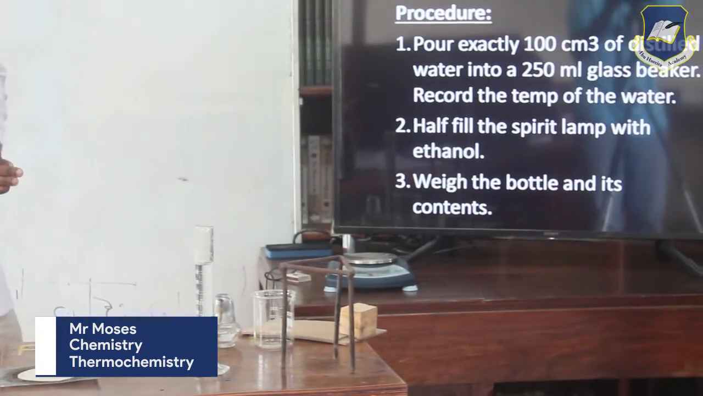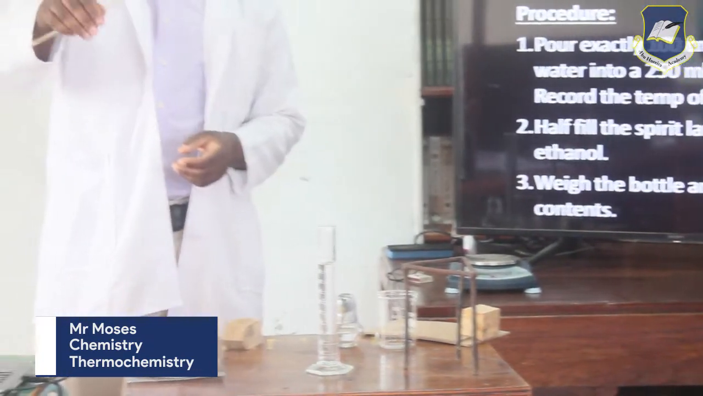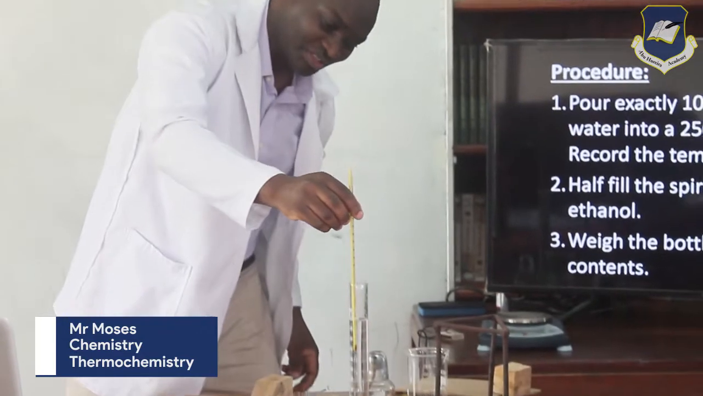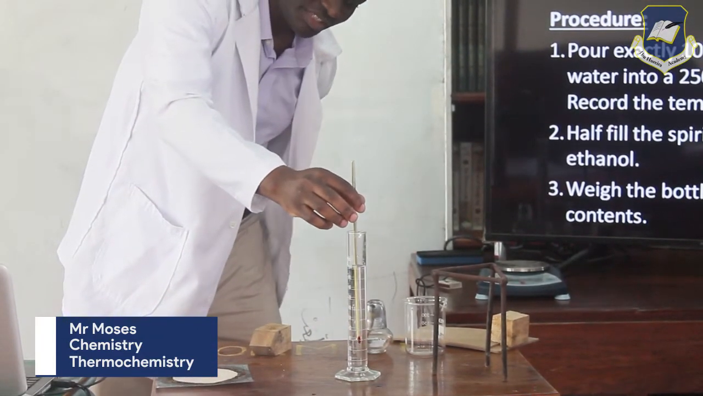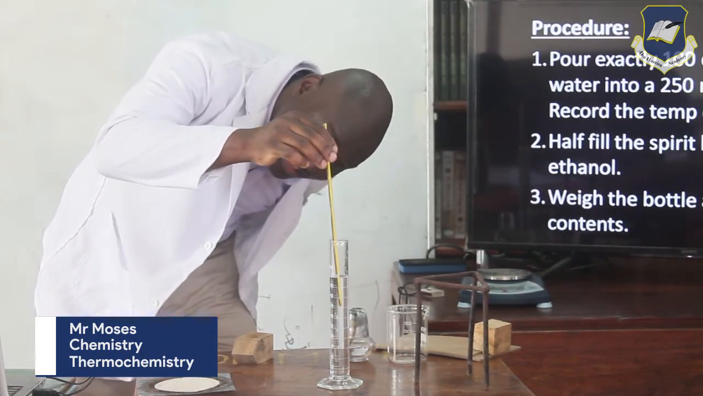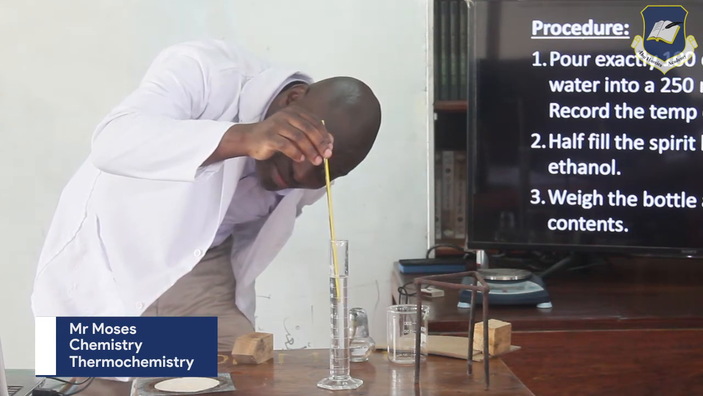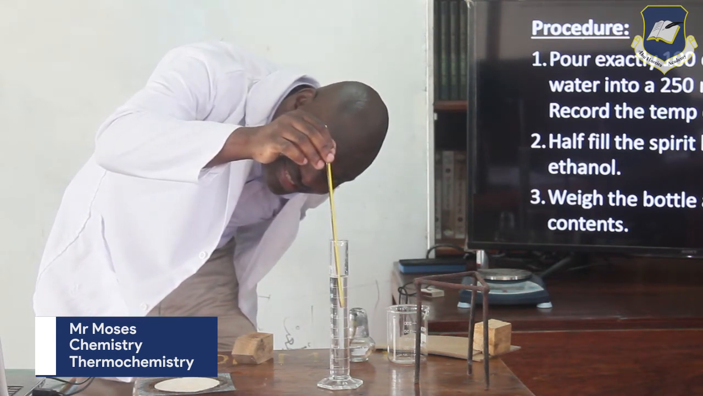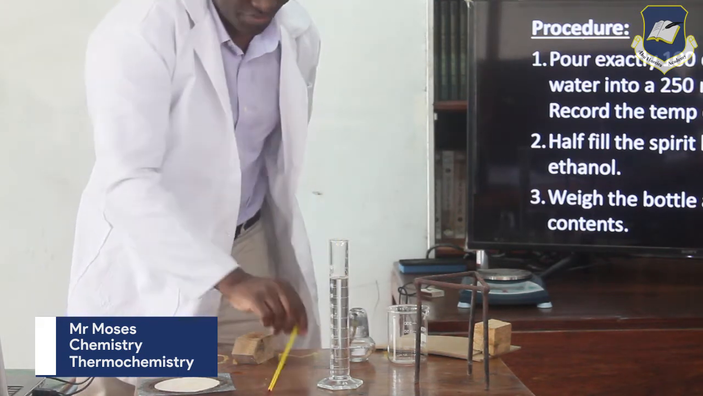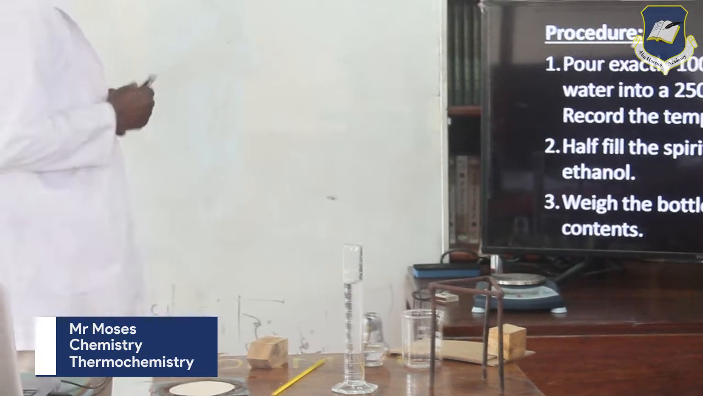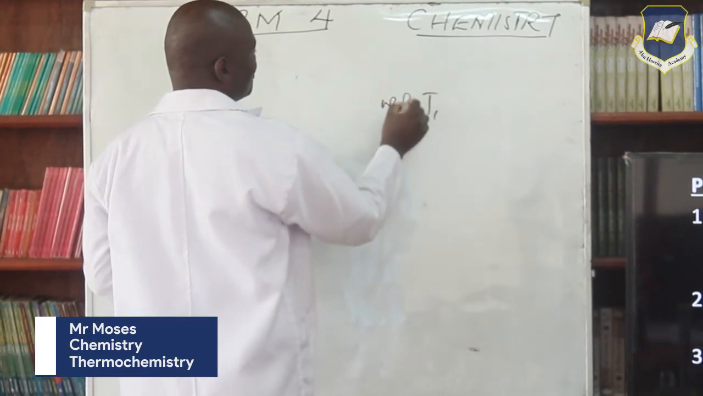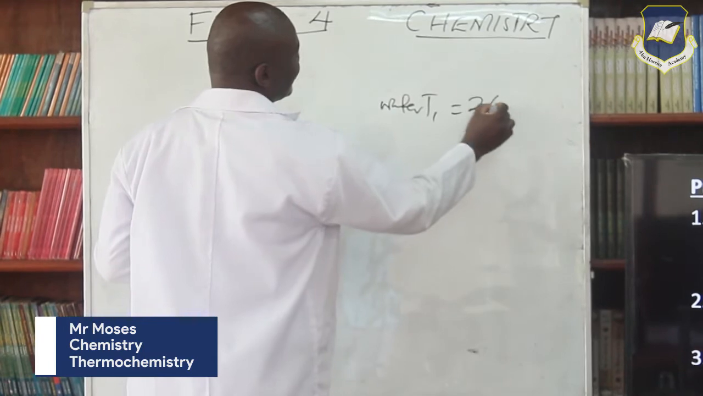Record the temperature of the water. So this is my thermometer, and we need to record the temperature of the water. Give it some time, then we record its temperature. From my thermometer, it is 26 degrees. So I will note the original temperature of the water to be 26 degrees Celsius.